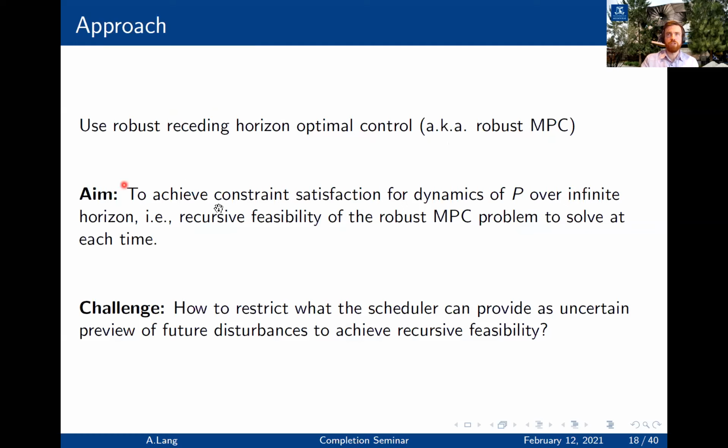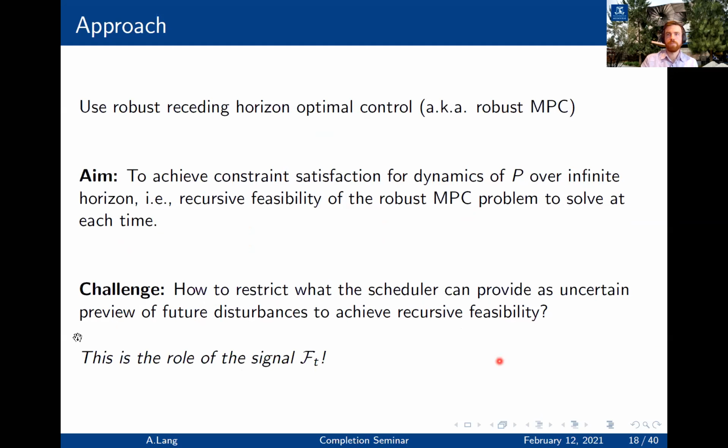So restating, our aim is to achieve the constraint satisfaction for the dynamics of P over the infinite horizon. In the context of this receding horizon approach, that is equivalent to recursive feasibility of the robust model predictive control problem to solve at each time. And the challenge is then, how do we restrict what the scheduler can provide as uncertain preview models WT of future disturbances to achieve this recursive feasibility? And that is going to be the role, as we've already alluded to, of this FT.